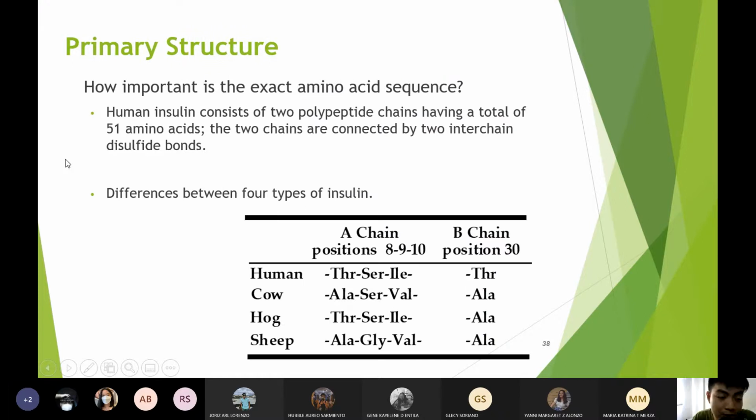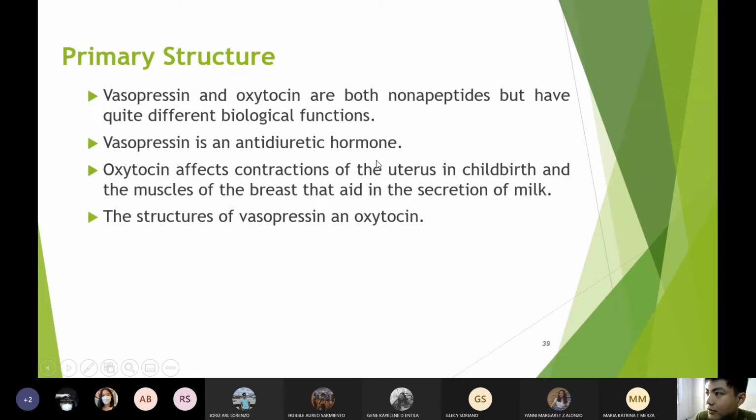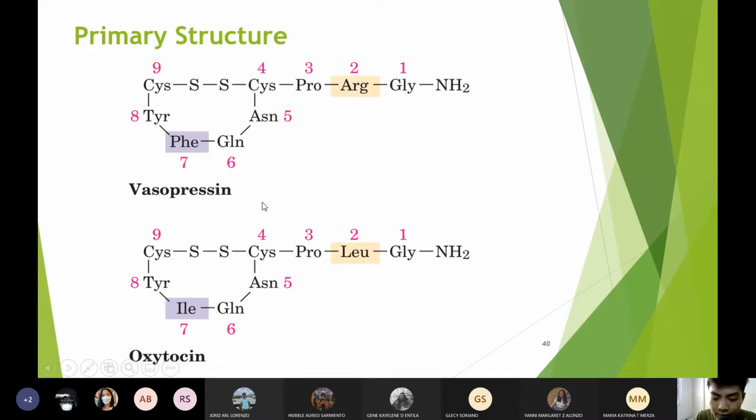Okay? So, how important yung ating amino acid sequence? A minor change in the amino acid sequence can cause a big difference. Kasi proteins follow this format called structure follows function. So, depending on the structure of your proteins, magbabago yung function niya. So, for example, ito.